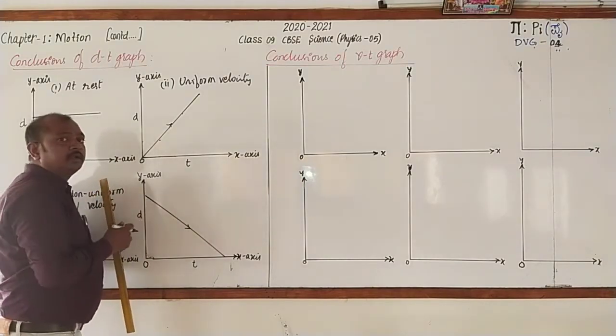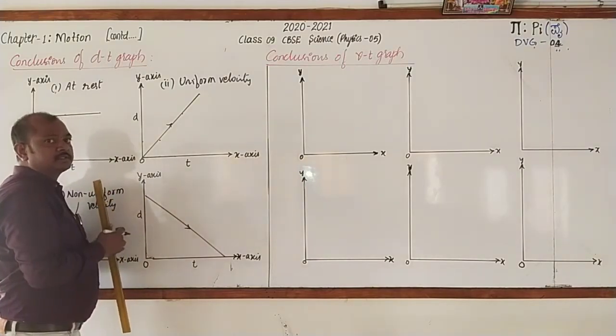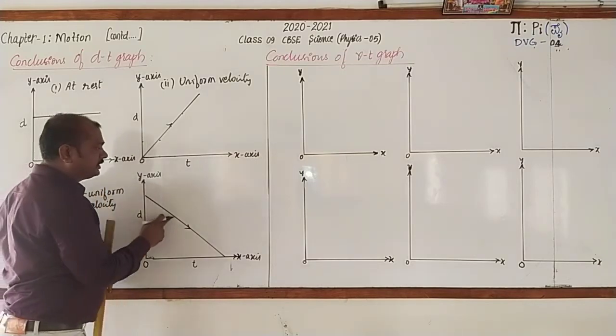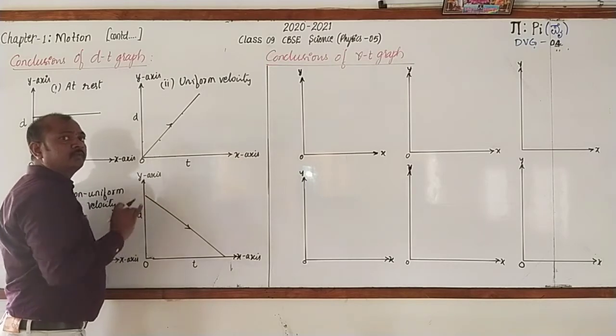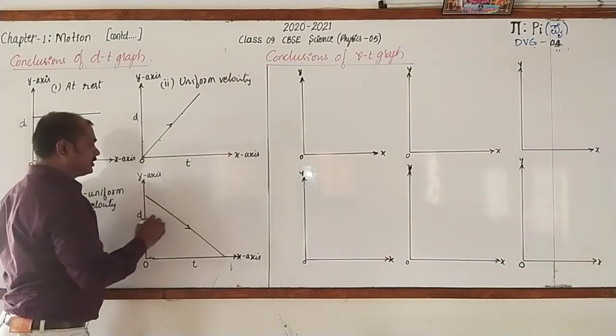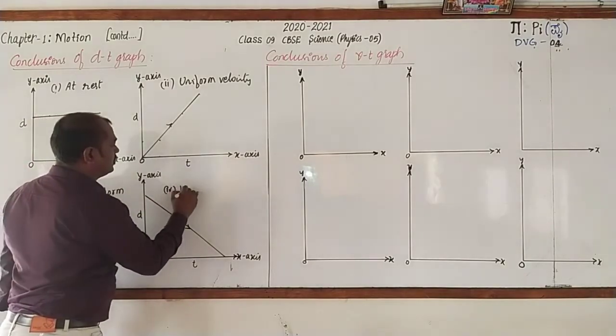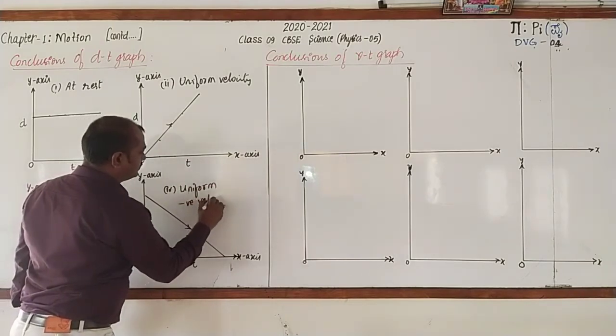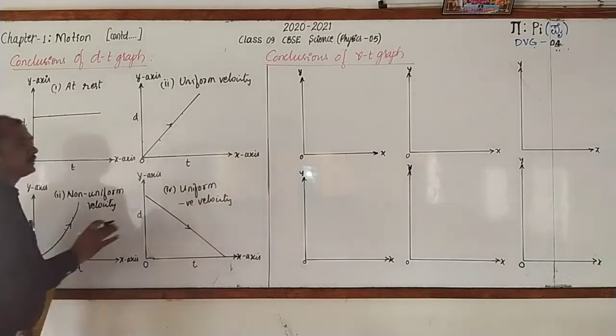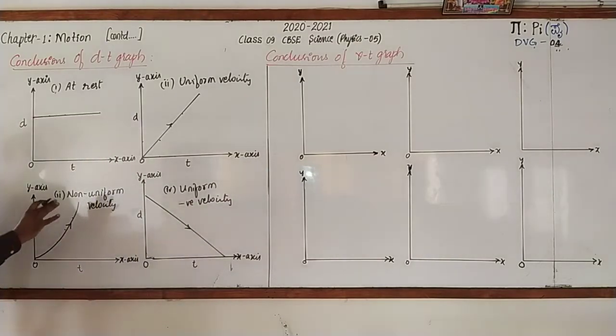But here the distances are decreasing. Hence we can say that it is negative uniform velocity or uniform negative velocity. Here I'll write the fourth one: uniform negative velocity. So these are the four important graphs with respect to DT.